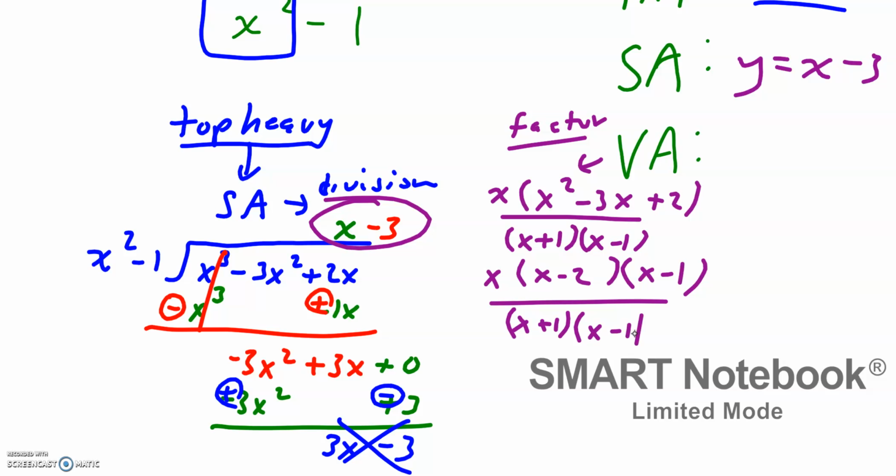So this time, we do have something that crosses out. We have the x minus 1s that cross out, which means this would be a hole if I asked for it, but I didn't. And so your vertical asymptote is whatever is left in your denominator. So it's just this piece, which means that x cannot be negative 1. So your vertical asymptote is just 1 this time, x equals negative 1. And the other piece is a hole.